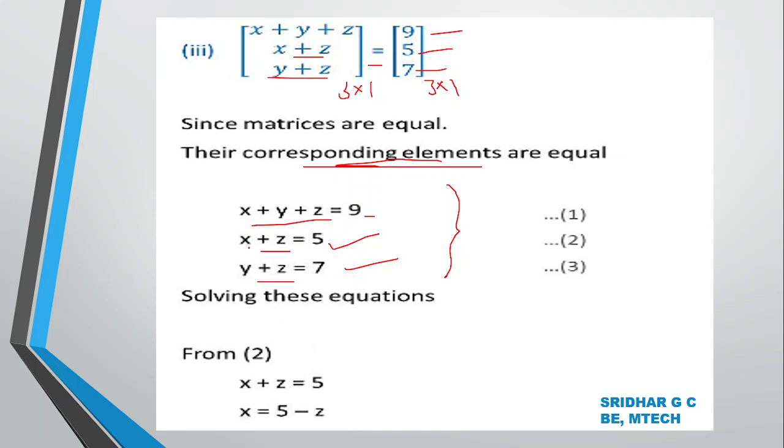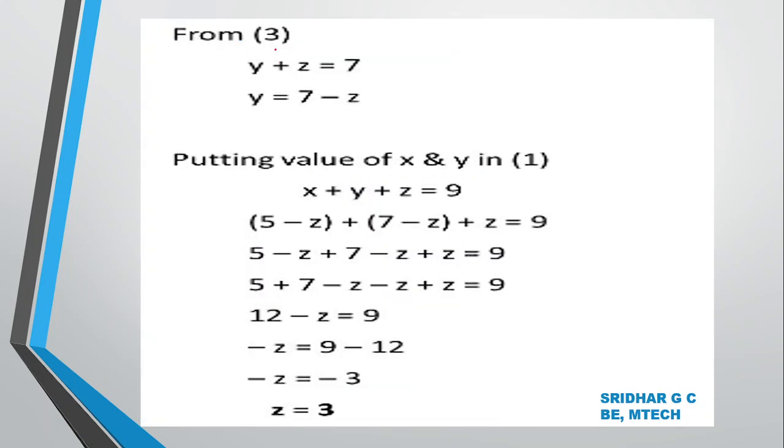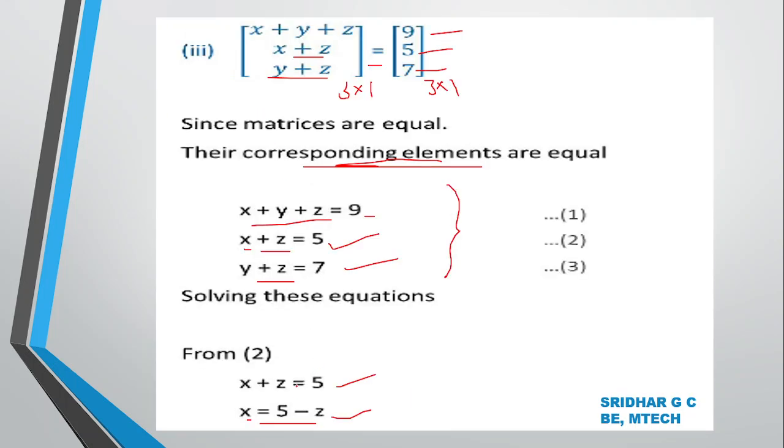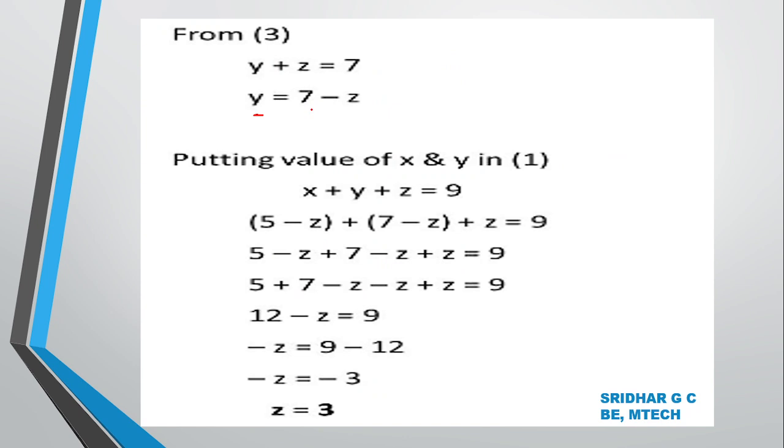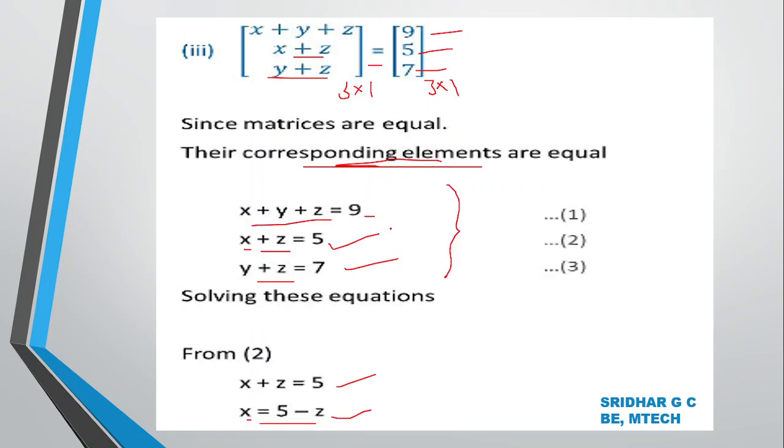From the second equation I can write the x value or z value. Let me write the x value. x equals what will it become? 5 minus z. x equals 5 minus z from the second equation. I am writing the value for x. Next, from equation 3, I can write the value for y. y is nothing but what? 7 minus z. So y equals 7 minus z. Now substitute x and y in equation 1, because both x and y we have written in terms of z.